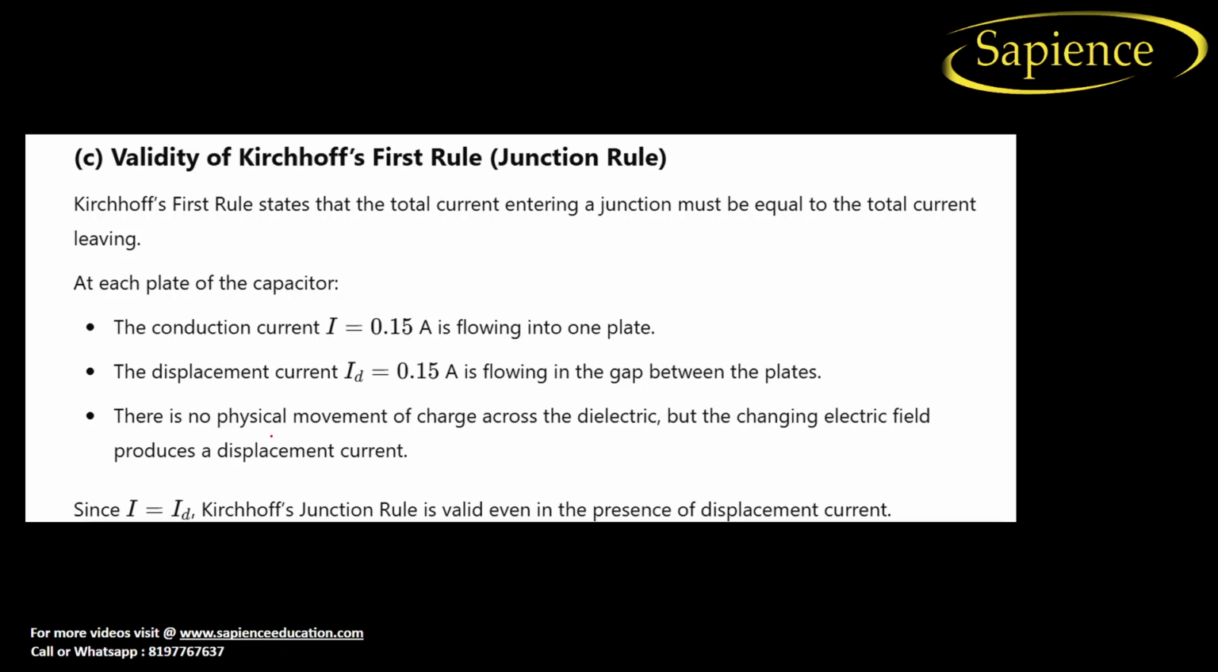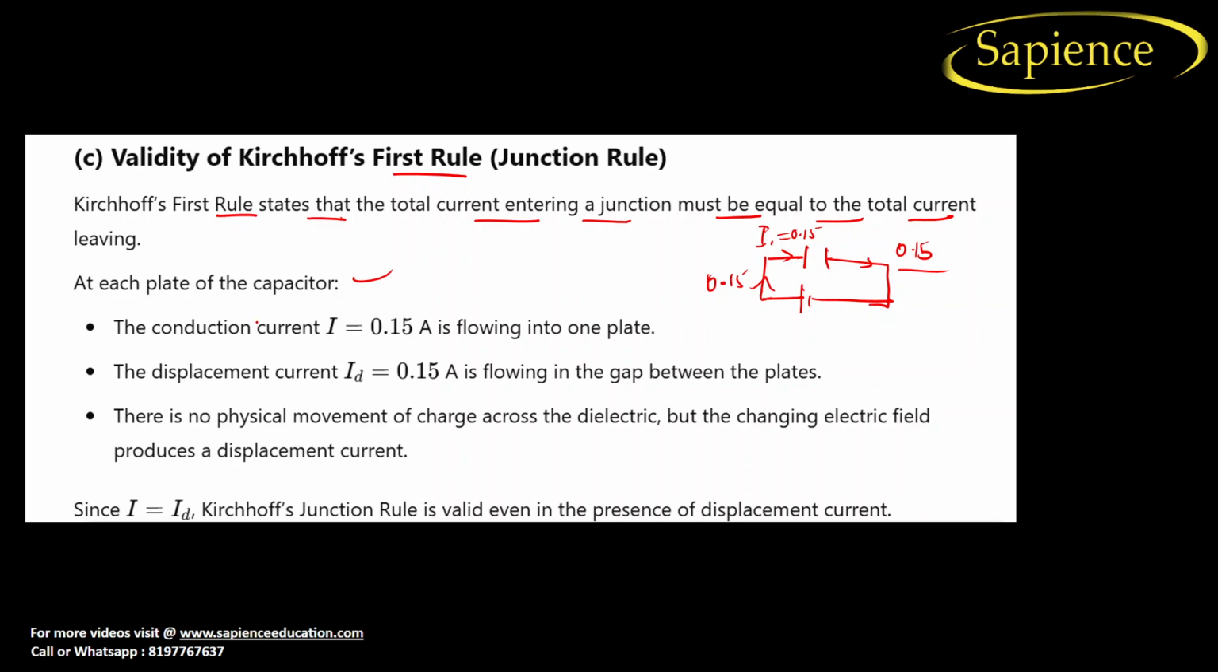First you need to understand the validity of Kirchhoff's law, that is, the junction rule. Kirchhoff's first rule states that the total current entering the junction must be equal to the total current leaving. Let us suppose there is a capacitive circuit and a current flowing from one direction to another, and the current they have already provided is 0.15. Got it? If the current entering is 0.15 and the current coming out is also 0.15, right?